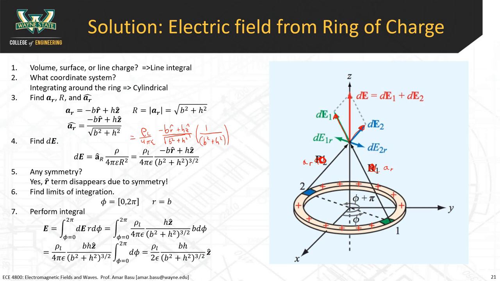So you can assume that for every point of charge you have on one side of the axis, there's going to be a point on the opposite side of the circle that ends up canceling out the R component of the field. For that reason, we can cross this guy out, and that simplifies our calculation significantly.